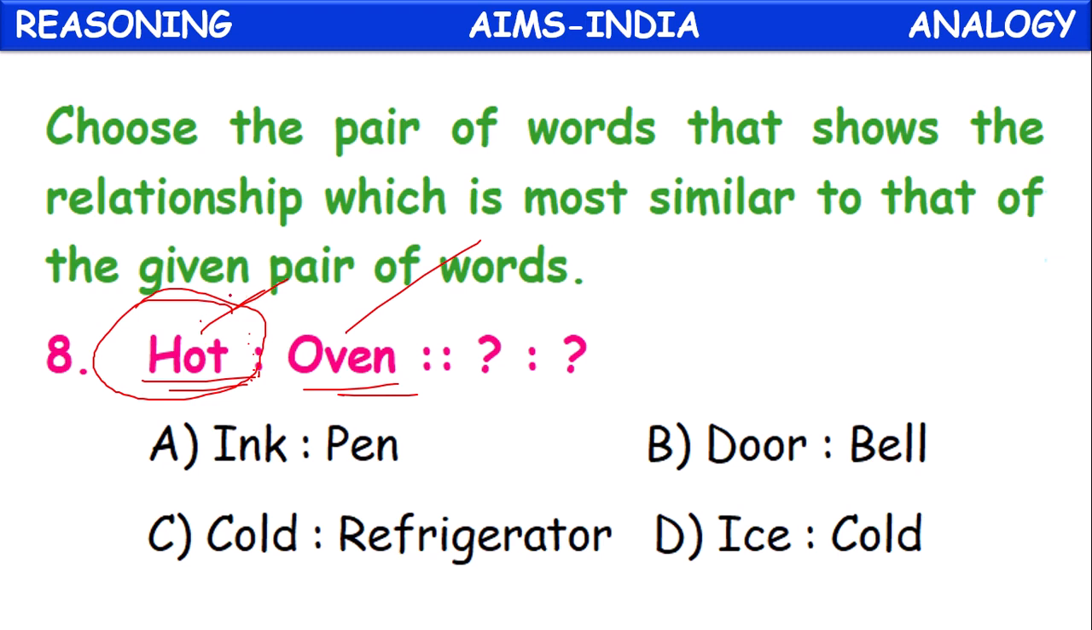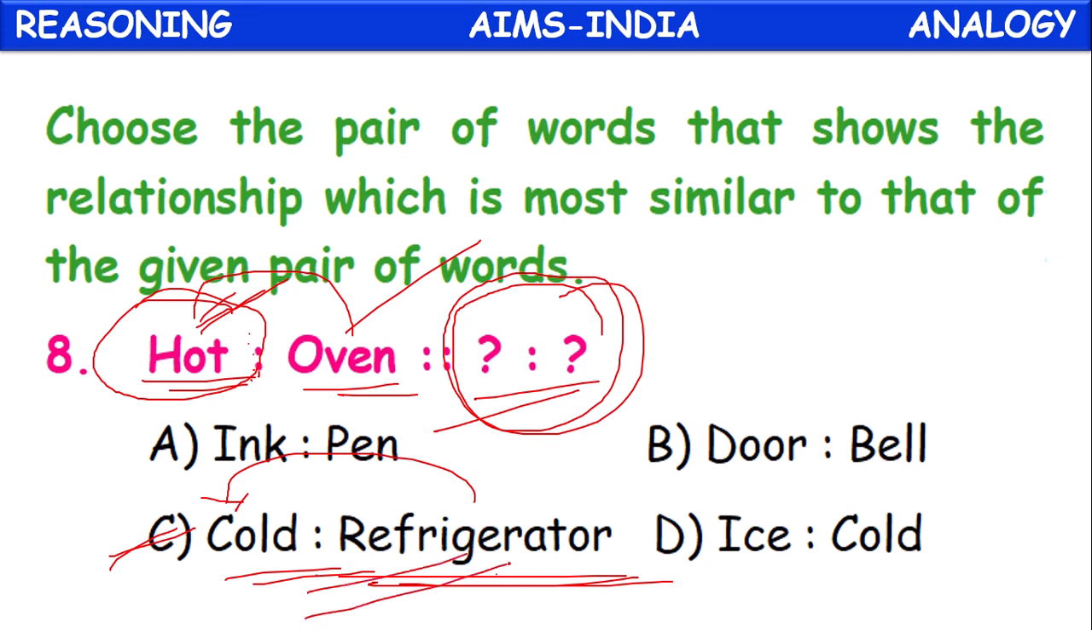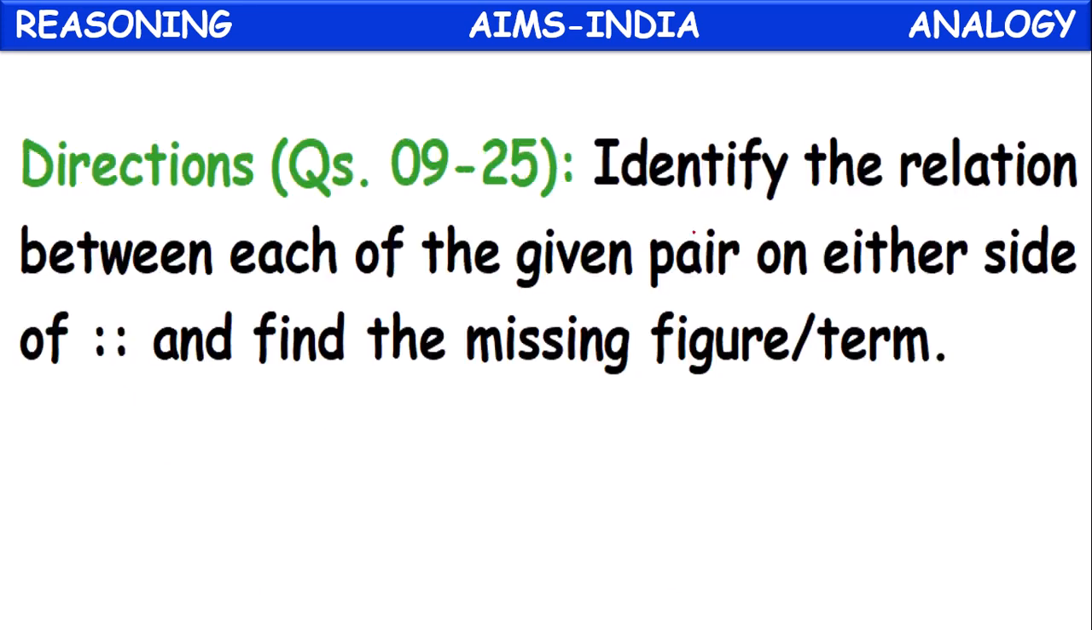Hot, oven. Whatever food items we keep in the oven will be hot. Like if you go to a bakery shop and ask for a puff, curry puff or egg puff or anything, he will keep it in the oven, make it hot and give it to you. In the same way, if the items in the oven are hot, then items in the refrigerator will be cold. So the answer is cold, refrigerator. Here two blanks, two question marks are there. So this is the answer.